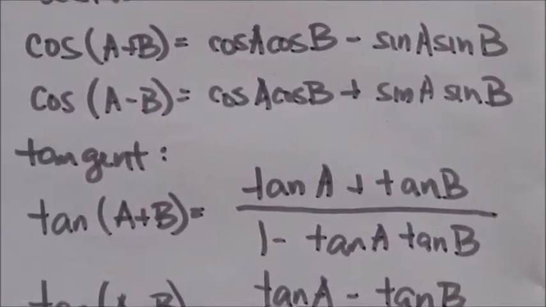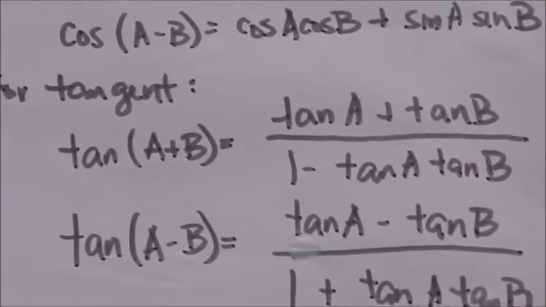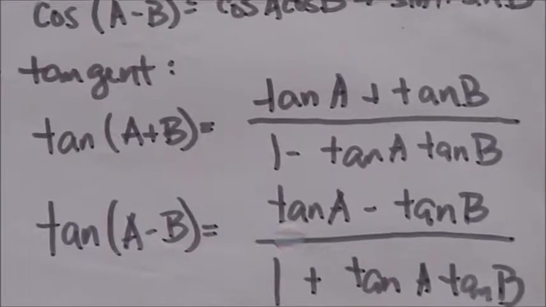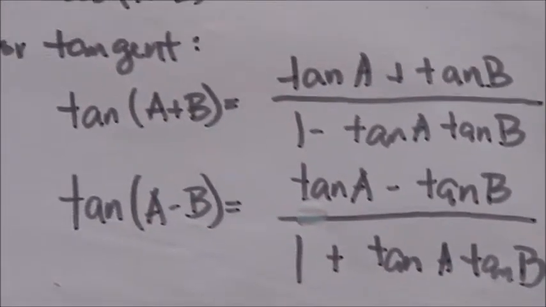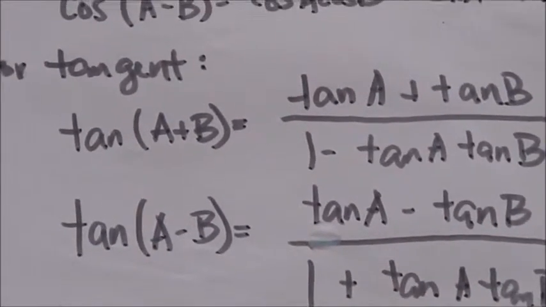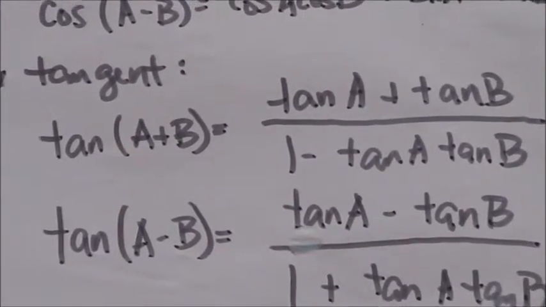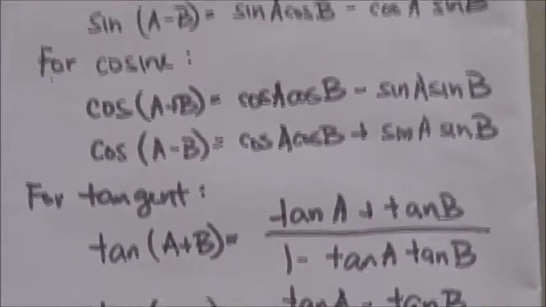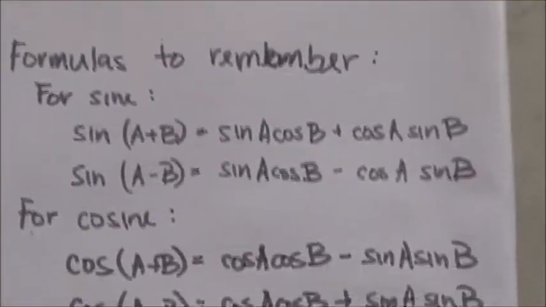And for tangent, we have tangent A plus B is equal to tangent A plus tangent B all over 1 minus tangent A tangent B. And tangent A minus B is equal to tangent A minus tangent B all over 1 plus tangent A tangent B. So once we have memorized these formulas, we are ready to proceed to our exercises.